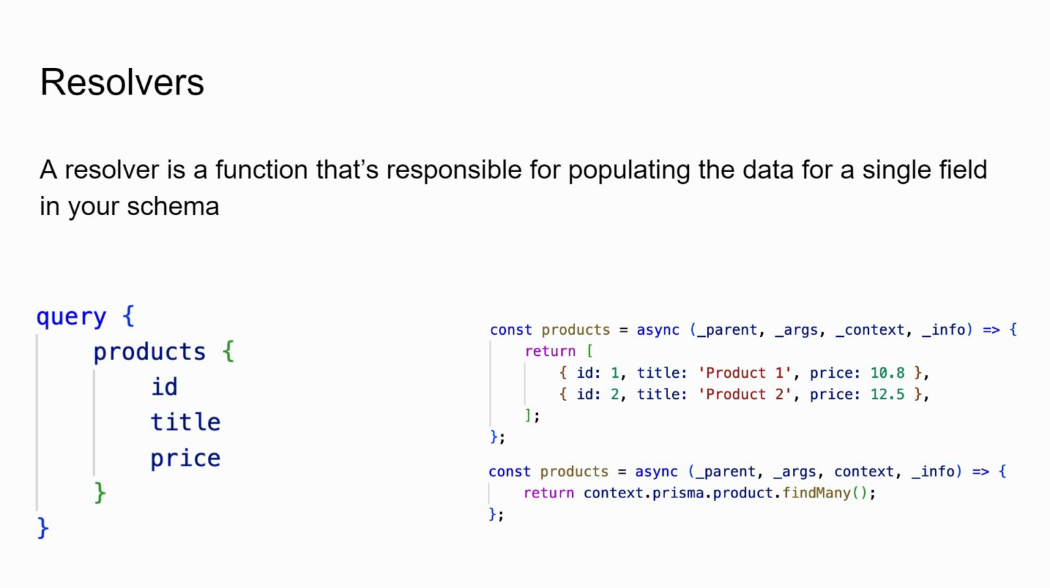On our right, we've got two examples of products resolver. The first one is returning a constant array of objects, and the second one is returning them from the database. Each of these functions is a resolver.